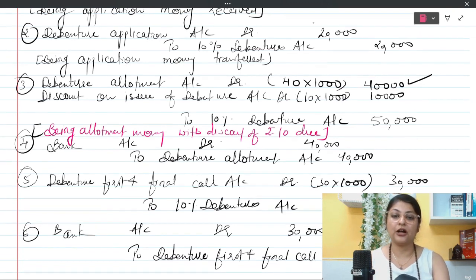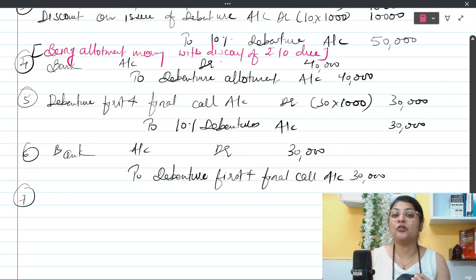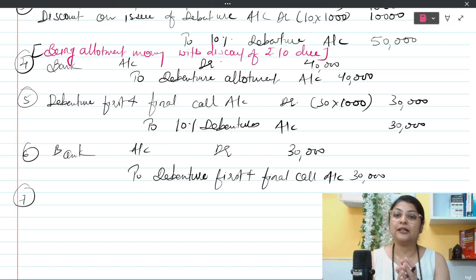Now here without fail one more entry has to be passed, that is issue of the debenture on discount. When we open discount on issue of debenture account, that account is again a temporary account and it also has to be closed unless on the contrary something is given in the question.